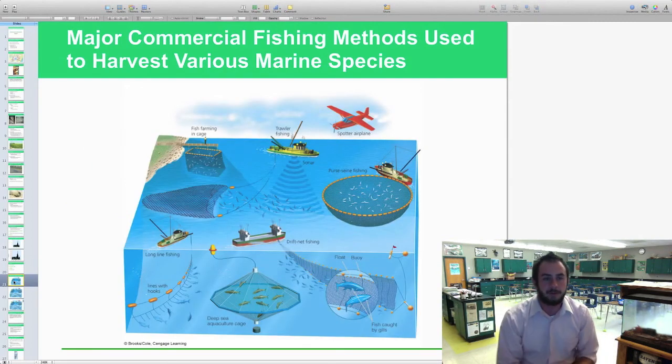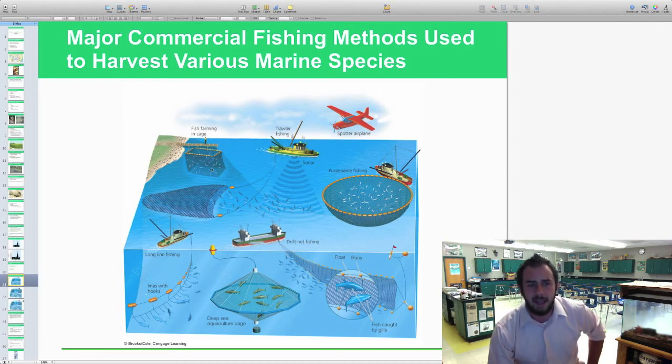This is just a picture of all those different commercial fishing methods. Again, we talked about purse seining. The net lays at the bottom, it's pulled up, and catches whatever is above it. You have trawler fishing, a big net following along, trying to get as much of the water column as it can. This boat's actually using sonar to detect where the big fish schools are as well.